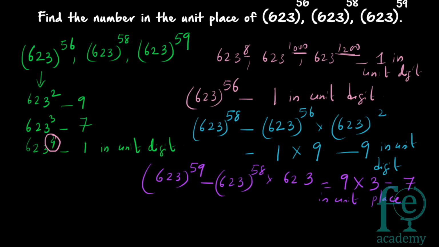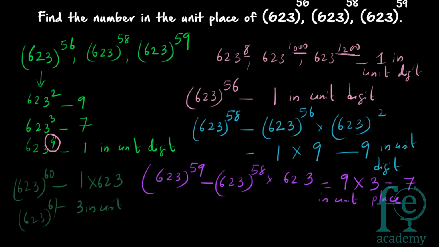Suppose your question is 623 raised to 61. You can write it as 623 raised to 60 into 623. 60 is a multiple of 4, so 623 raised to 60 will be having 1 in the units digit. So that into 623, you will be having 3 in the unit digit for 623 raised to 61. In this way you can find out any power of 623 by using the same principle.